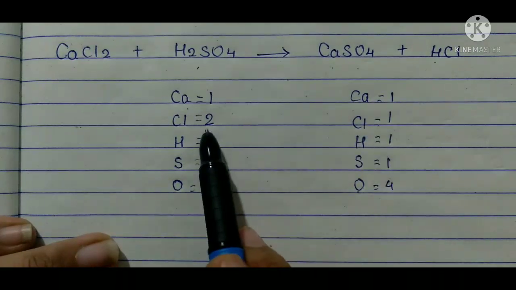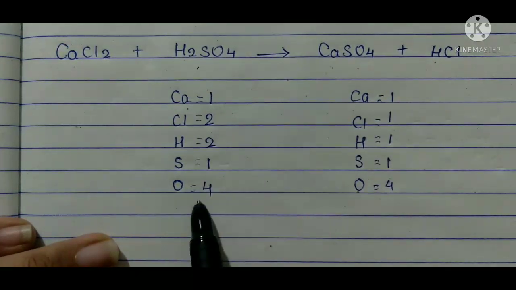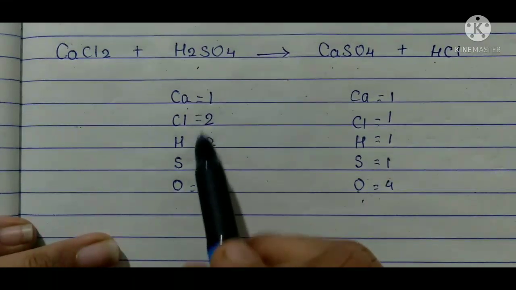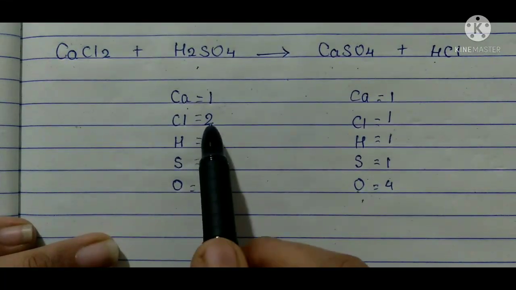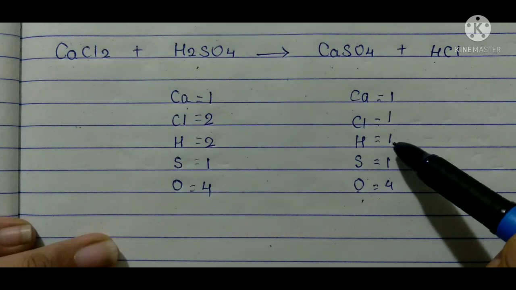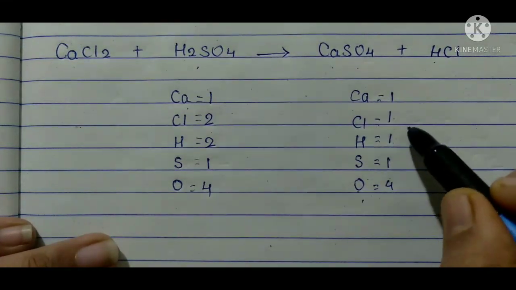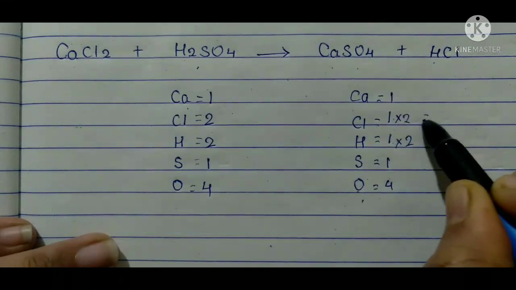Ca balanced. Chlorine is not balanced. Hydrogen not balanced. Sulfur is balanced. Oxygen is balanced. So what do I have to do? I have to balance hydrogen and chlorine. Here I have 2 hydrogen, 2 chlorine, and here I have 1 hydrogen, 1 chlorine. So what will I do? I will make the smaller number into the bigger number. So 1 multiplied by 2, 1 multiplied by 2.